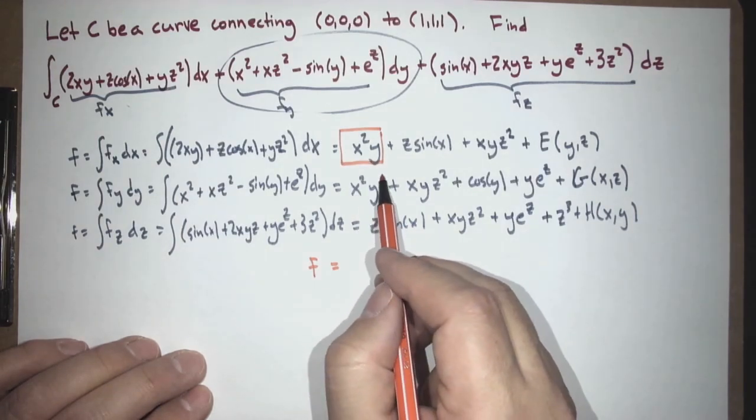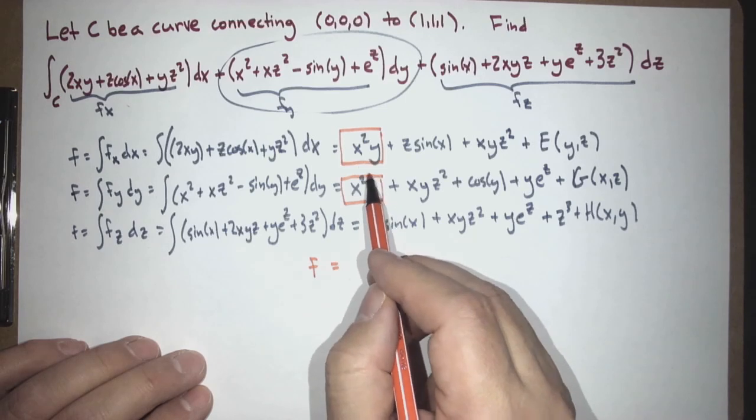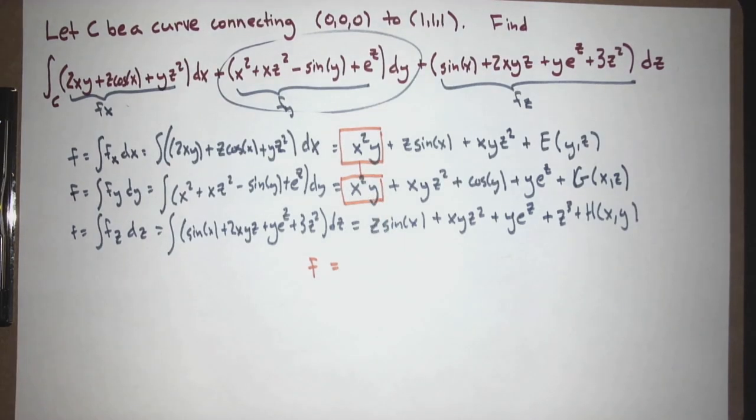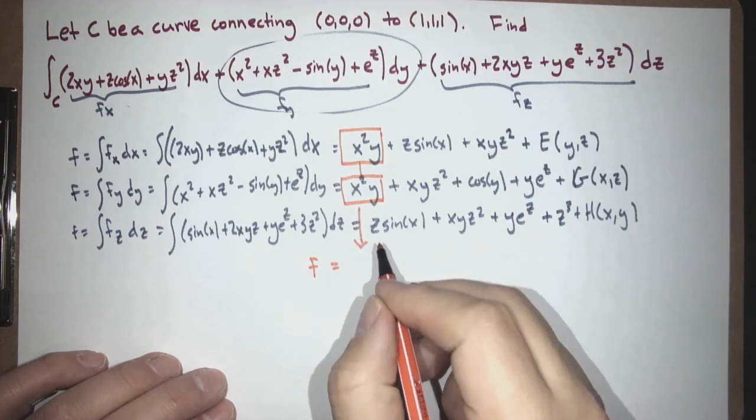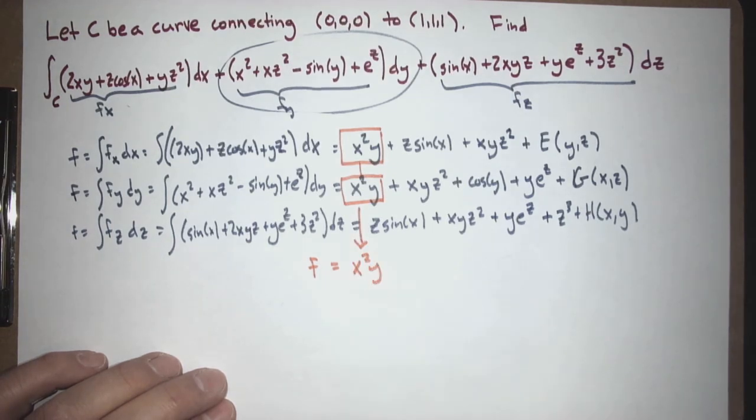The same thing when I integrate with respect to y. There has to be consistency. If I saw an x squared y when I integrate with respect to x, there needs to be an x squared y when I integrate with respect to y. Once I see that consistency, that's one of my terms.